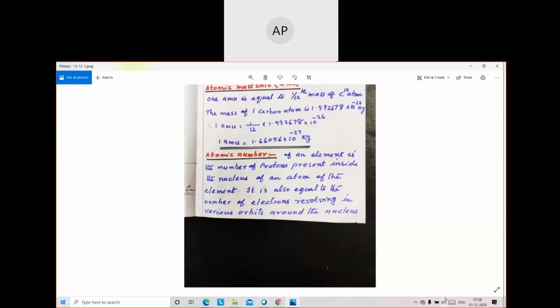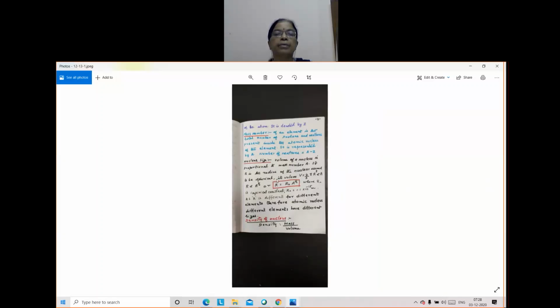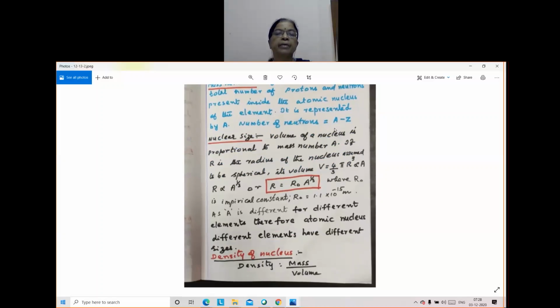Correct. So mass number means total number of protons and neutrons inside the nucleus. Mass number. And then number of neutrons will be A minus Z. Then, about the size of the nucleus. I will ask a question, whether size of the nucleus is same for all atoms, whether it is same or different.